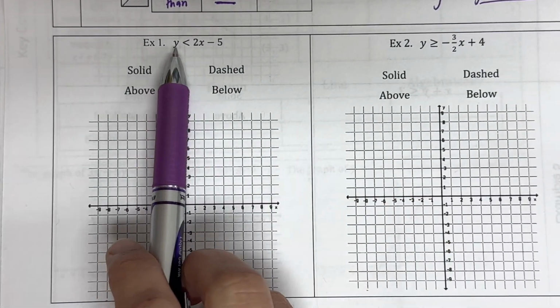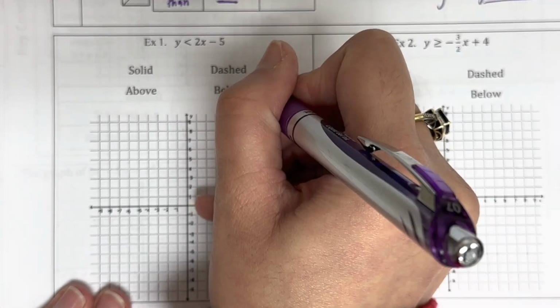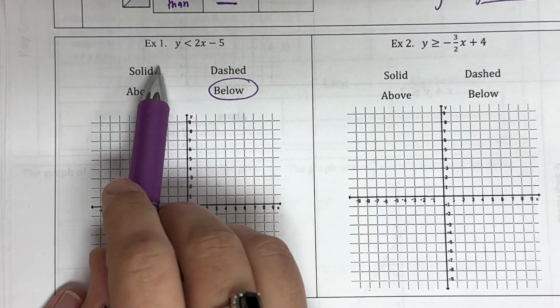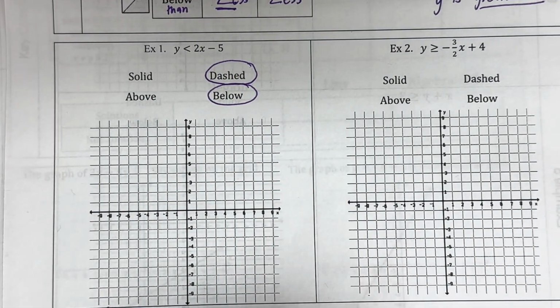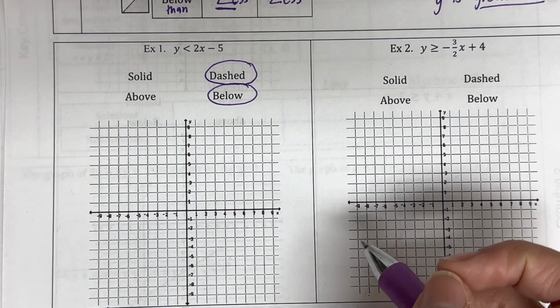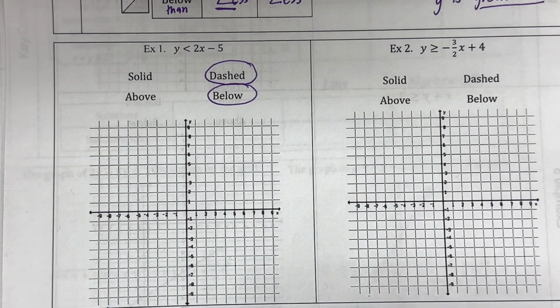I have an equation, it says y less than. So I use the words less than, it means it's below. And then it doesn't have an equal in it, so it's going to be a dashed line. So these are the two things that I have to pay attention to. The line is going to be dashed, and then the shading is going to be below or under that line.